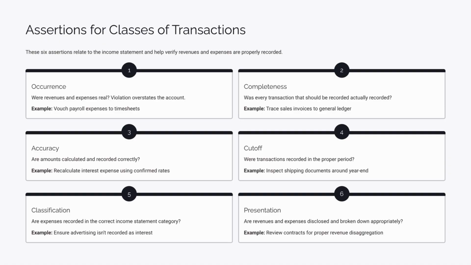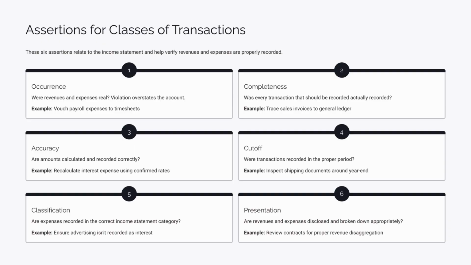2. Completeness: was every transaction that should be recorded actually recorded? Example: tracing sales invoices to the general ledger. 3. Accuracy: are the amounts calculated and recorded correctly? Example: recalculating interest expense using confirmed rates. 4th, cutoff: were transactions recorded in the proper period? Example: inspecting shipping documents around year end.